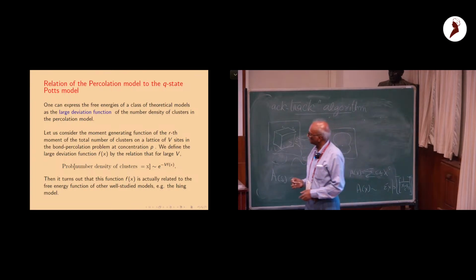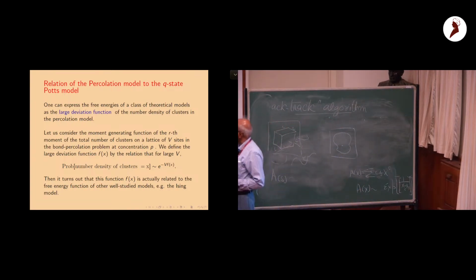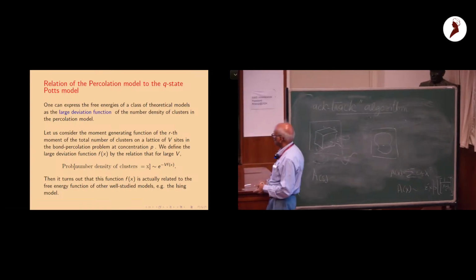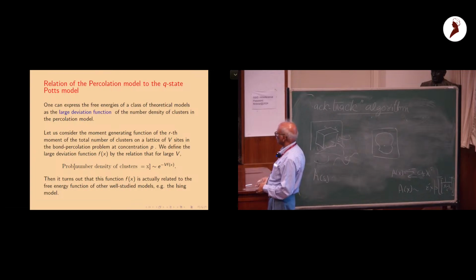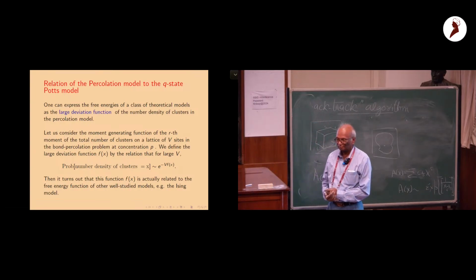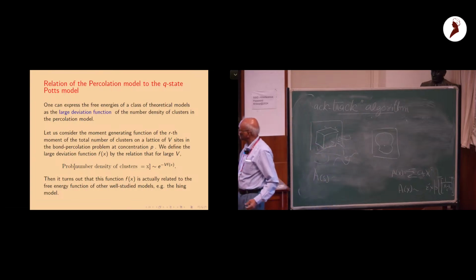Okay? Then there is a typical value of x, but if you choose a value of x which is not the typical value or is bigger than the typical value, then this function goes like exponential minus v times f of x. And then this f of x is actually related to the free energy of other well-studied models, like the Ising model. Okay? So this is what we want to show.